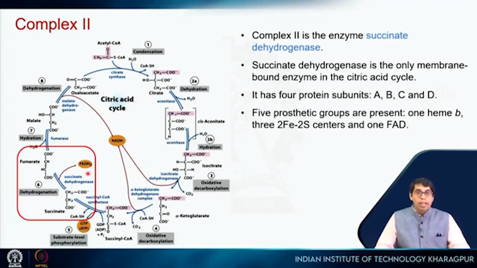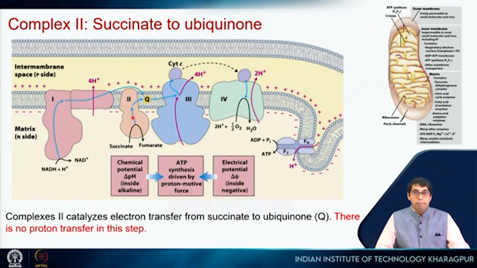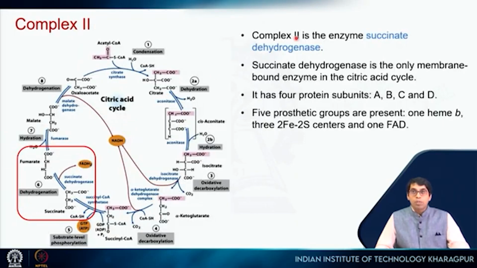So this is succinate dehydrogenase. We have seen this in the citric acid cycle, right? And as mentioned earlier, it is a membrane bound enzyme complex. So complex 2 is the enzyme succinate dehydrogenase. It is the only membrane bound enzyme in the citric acid cycle. It has 4 protein subunits, A, B, C and D, right? So this succinate dehydrogenase has 4 subunits and it uses these 5 prosthetic groups: 1 heme B, 3 iron sulfur centers and 1 FAD.